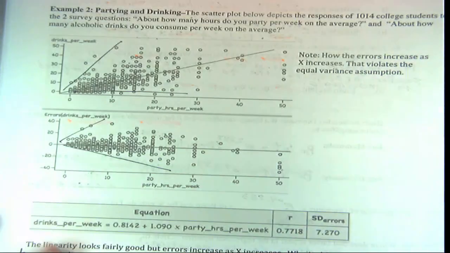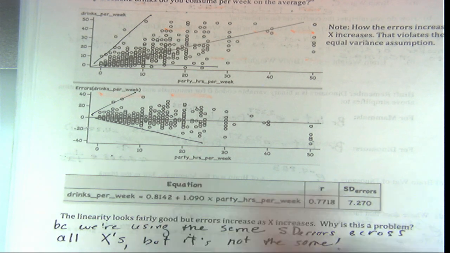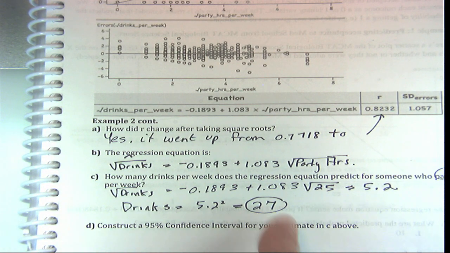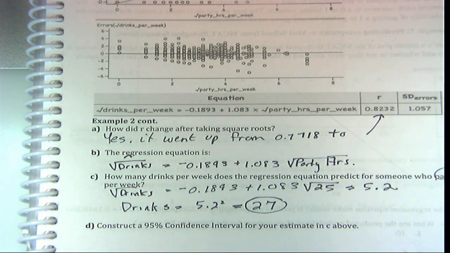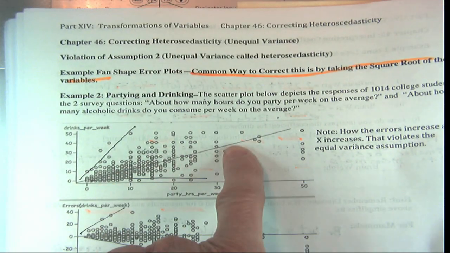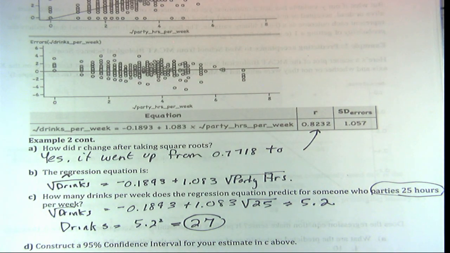I mean, what was our original equation? Our original equation said that for each extra party hour, people drink a little bit more than one drink, and that looks about right. But we were able to put error bars around it now, whereas before we couldn't. So we get about the same estimate, because we had good linearity here. We had a nice line. That wasn't the problem. It's just we couldn't apply our error bars. So now how are we going to apply our error bars? Well, we'll have to do it in two steps, like we always do, right?